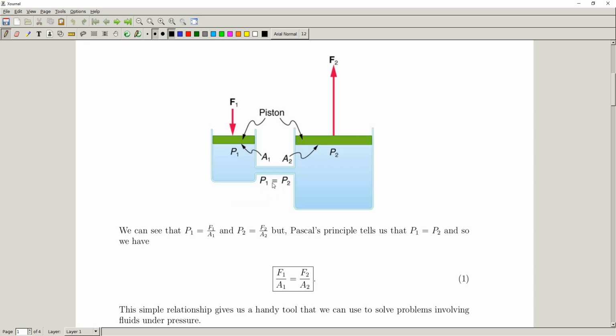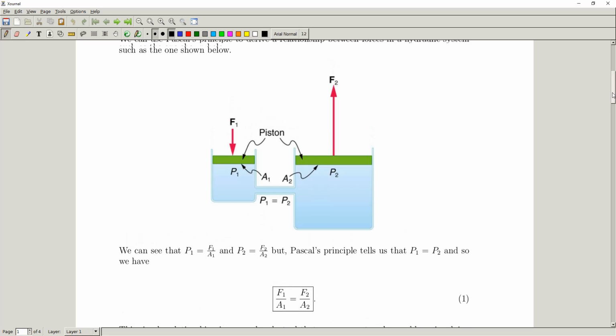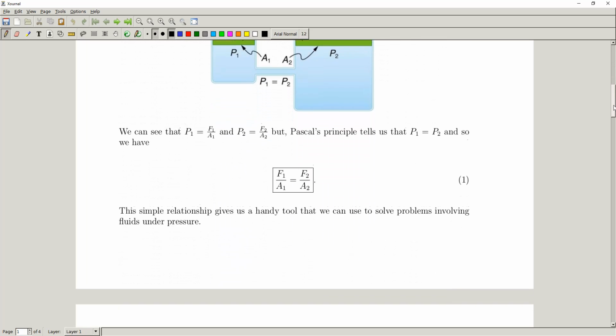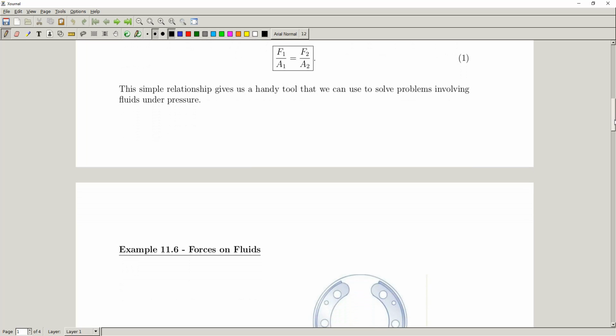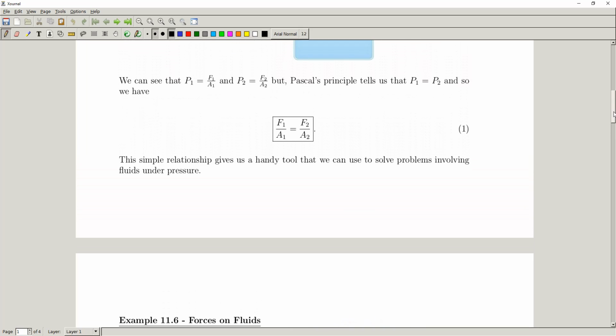Because that's true, that allows us to build an interesting relationship, where F1 over A1 is equal to F2 over A2. It's pretty straightforward, not overly mathematically complex, but this simple relationship is going to give us a handy tool for solving a number of problems where we have fluids under pressure.